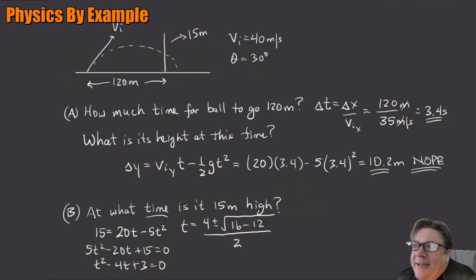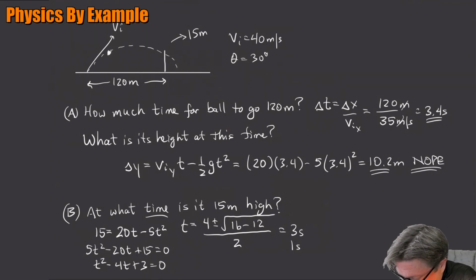So if I do that, I'm going to get 4 plus or minus the square root of 4, so plus or minus 2, over 2. So I'm going to get 2 answers: 3 seconds and 1 second. And if you think about it, that kind of makes sense. At what time is it 15 meters high? I guess I didn't draw this very well because I put this above the maximum height. Where is it 15 meters high? Well, it does it twice, right? It does it on the way up, maybe right here, and then it does it on the way down over there. So getting 2 times makes perfect sense.